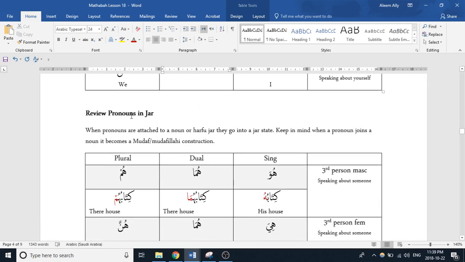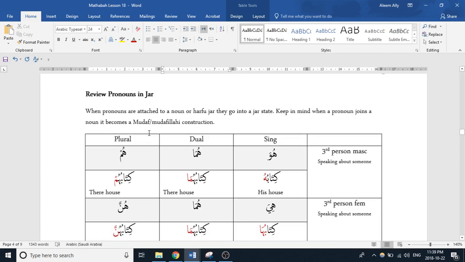When it came to pronouns being in a state of jar, we said there were two scenarios in which this occurs: when pronouns are attached to a noun, or when they're attached to a harfu jar, they go into a state of jar. Keep in mind, when a pronoun joins to a noun and becomes an attached pronoun, it becomes part of a mudaf ilayh construction. We look at the example here, kitabuhu, which means his house, or literally, house of his.